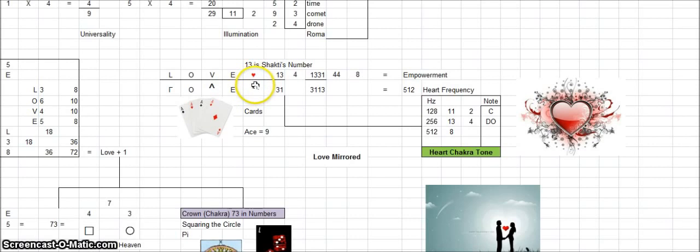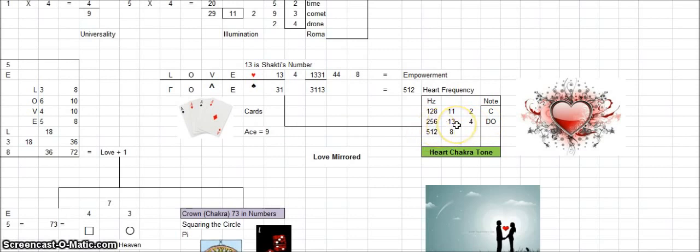Okay, you have 13 cards in a suit. So I took the number 13 and I flipped it, of course. And these are the numbers that you come up with here. And of course, I picked this picture here because ace is 9 in all keys. Anyway, 8 stands for empowerment, like I spoke of before, but 8 also is the sum total of the heart frequency, which is 512. And 512 and 256 both tie in to this type of mirroring.